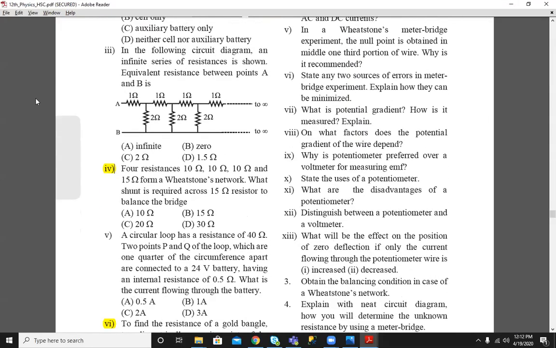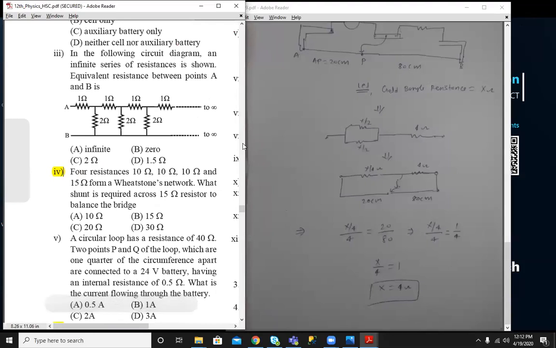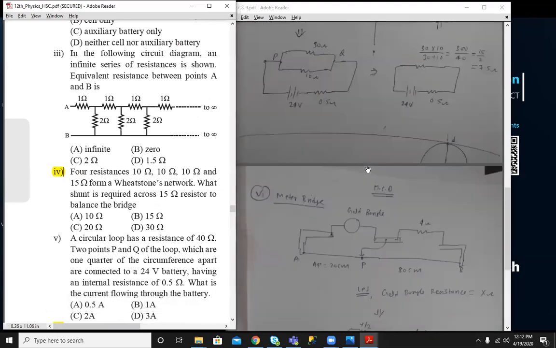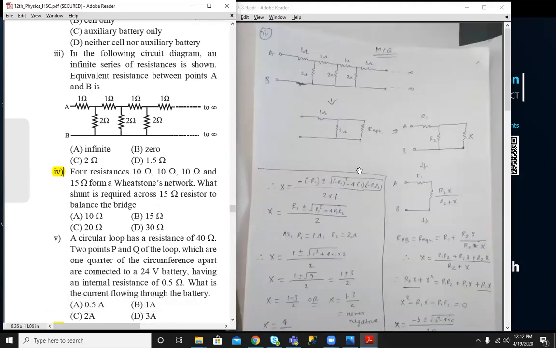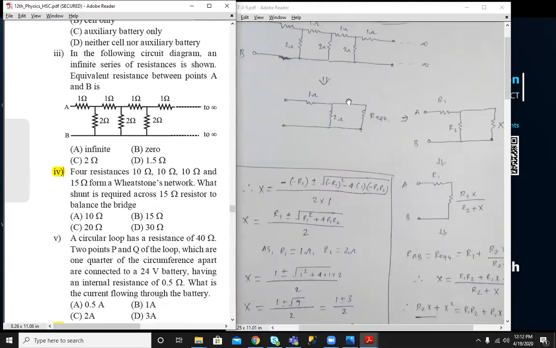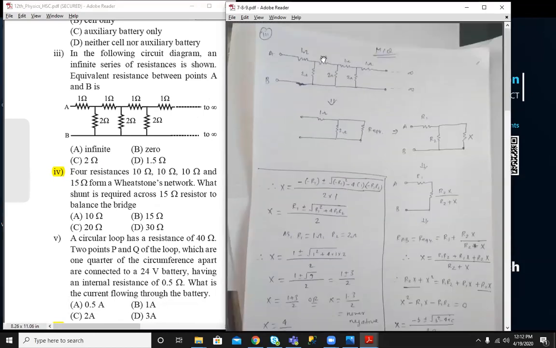Okay, so resistances are given here. So these 1 ohm, 2 ohm resistances are going to repeat. Let's see the solution. You can see that all these 1 ohm, 2 ohm, 1 ohm, 2 ohm are going to repeat. So we can say that the equivalent resistance of all these is what? R equivalent. So I have written it as R equivalent.